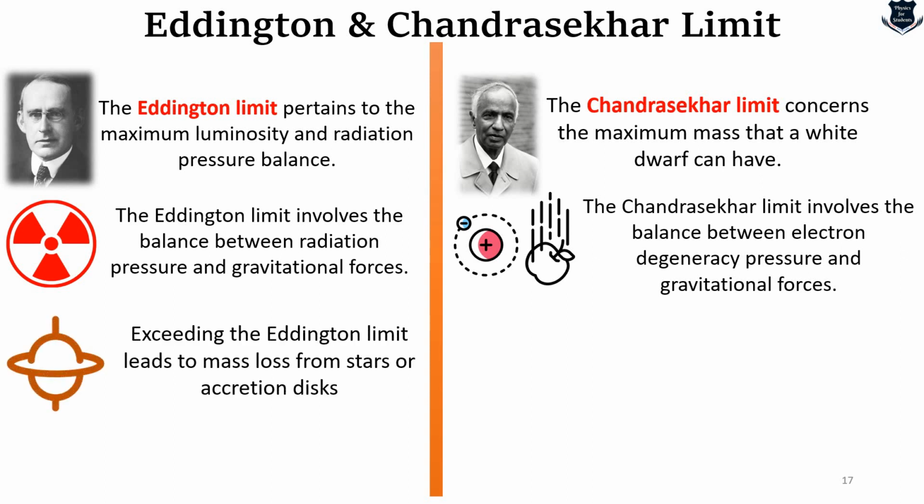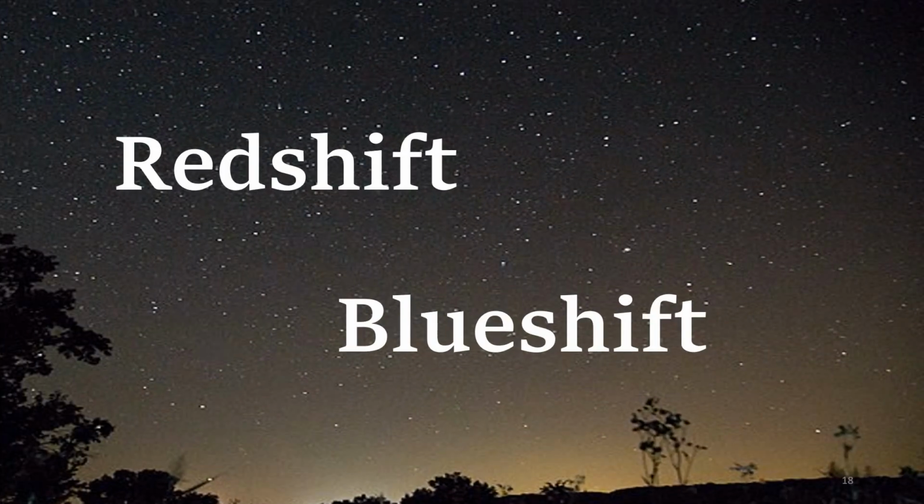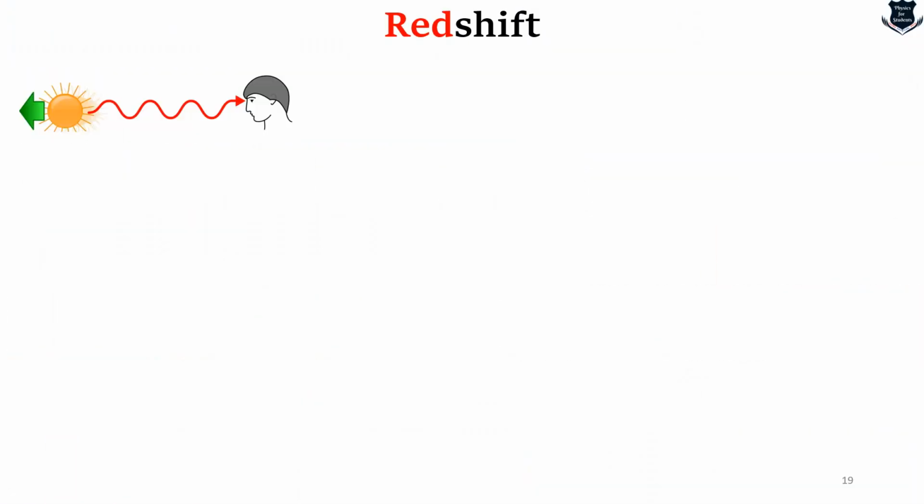The consequence is that exceeding the Eddington limit leads to mass loss from the star or accretion disk due to the radiation pressure, and here exceeding the Chandrasekhar limit leads to the collapse of a white dwarf into a neutron star or a black hole. Here is another important concept, which is called a redshift or a blueshift. First we look into redshift.